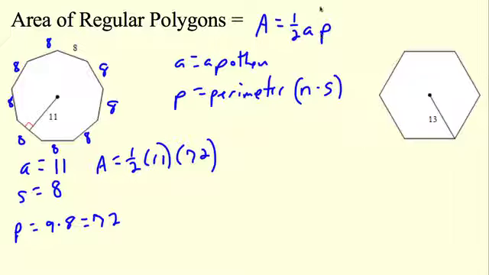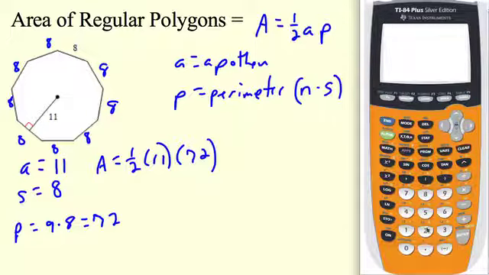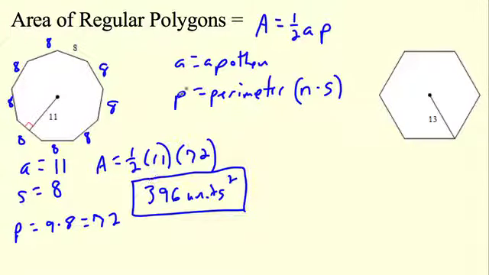Excellent. Very good. So now it's just a matter of, we can really just go straight to the calculator here if you want and just multiply it out. So it's going to be 0.5, 1/2, times 11, times 72. And we get 396. And we don't know what it is. It's not labeled feet, inches, or anything like that. So I'm going to say units squared.